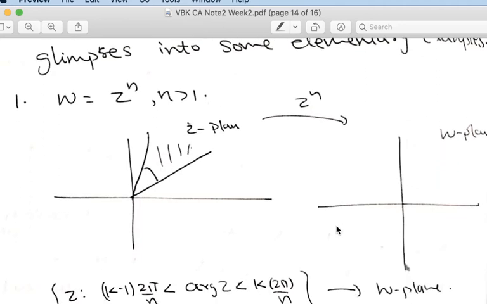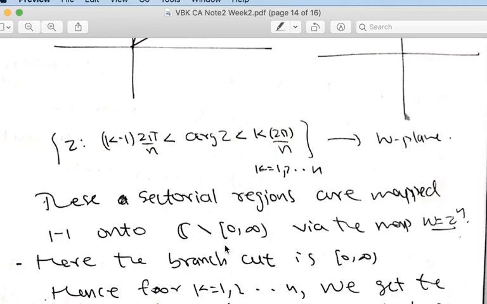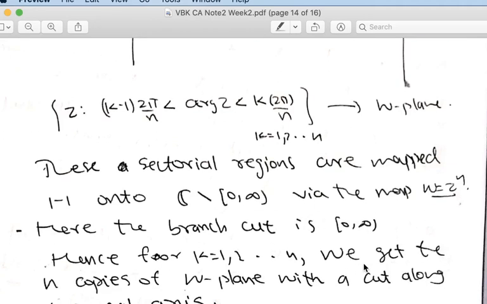For example, you consider w equals z raised to n, where n is greater than 1. Then what happens? A small portion of the complex plane, this sectorial region, z with the argument lying between (k minus 1) 2 pi by n and k 2 pi by n, is mapped onto the w plane. So the image will be the whole w plane except the positive real axis. You can simply verify that. This sectorial region is mapped one-one and onto the plane minus the positive real axis via the map w equals z raised to n.